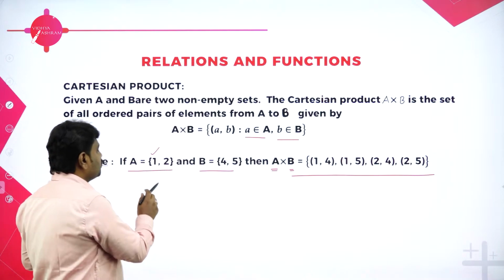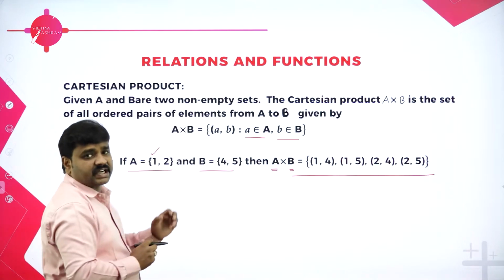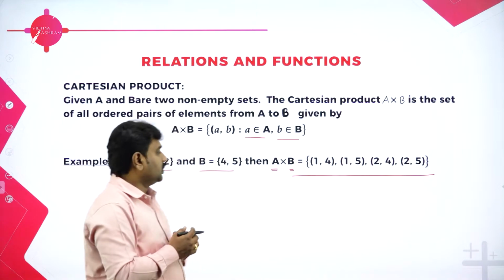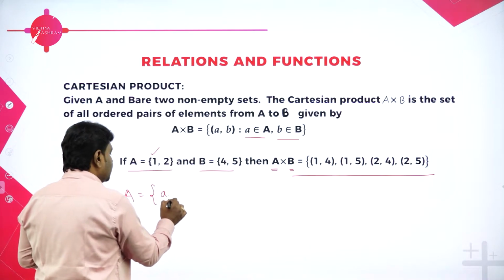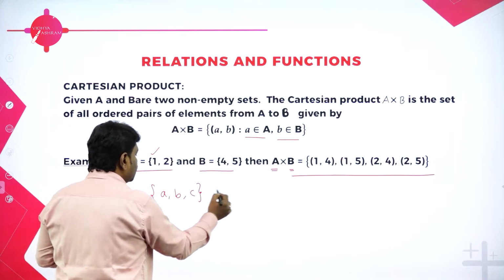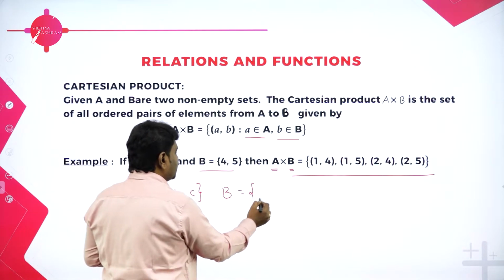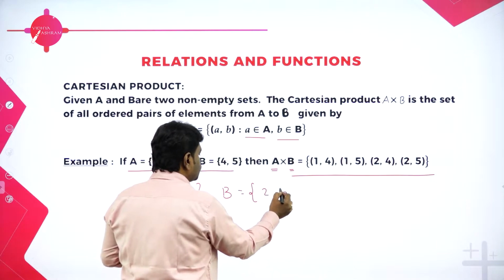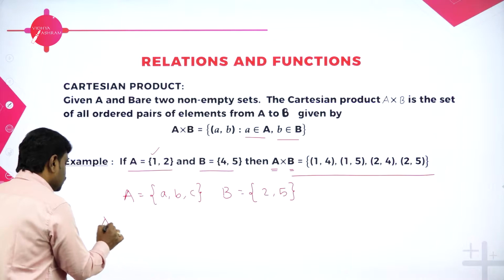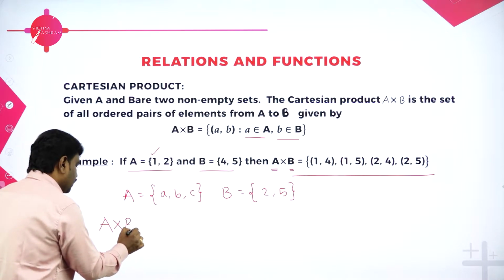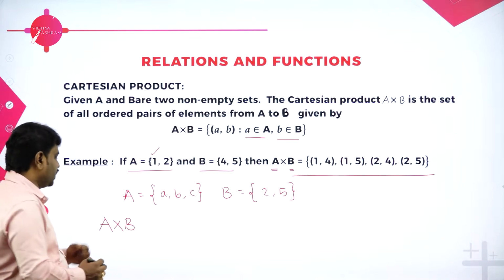For example, A cross B means first element you should take from A and second element you should take from B. And one more example I'll take, say A is equal to, we have set {a, b, c}, and B is equal to, I'll take set containing two elements {2, 5}. Now if they ask you to find A cross B, so in set theory we call A cross B as Cartesian product of A and B.